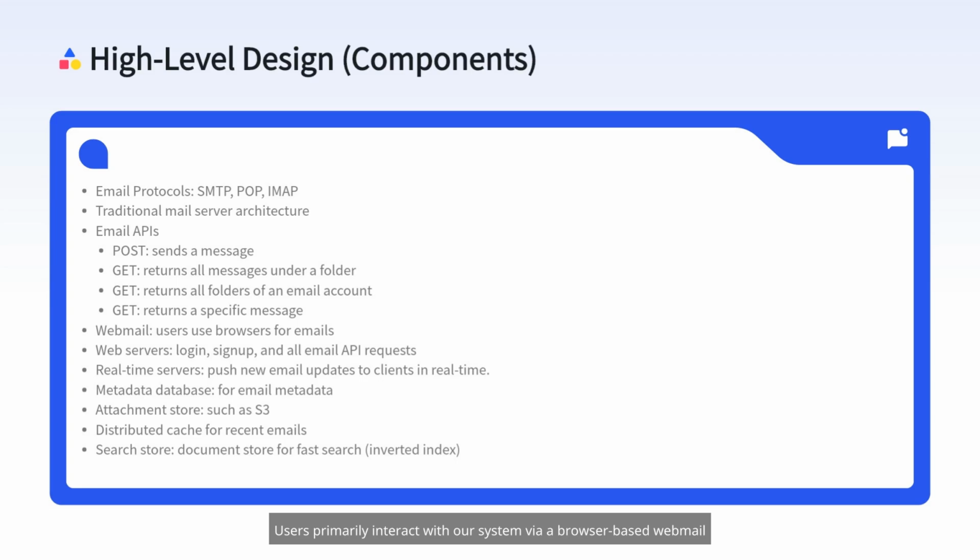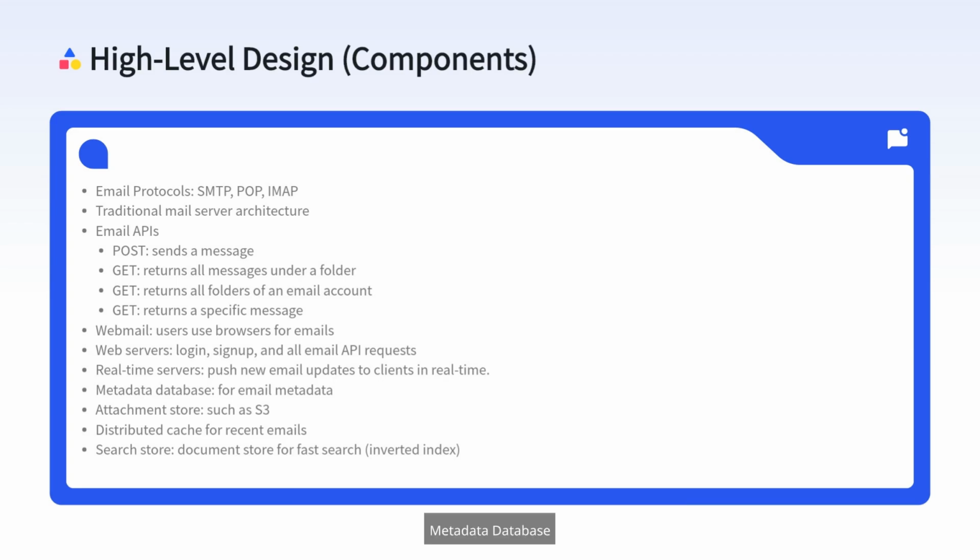Webmail interface. Users primarily interact with our system via a browser-based webmail front-end, supported by web servers that handle sign-up, login, and the above APIs. This separates the user interface logic from email processing and storage. Real-time servers. For immediate updates, like seeing a new email as soon as it arrives, we deploy real-time servers using technologies such as WebSocket or Server Sent Events, SSE. These maintain persistent connections with clients and push notifications when new emails arrive.